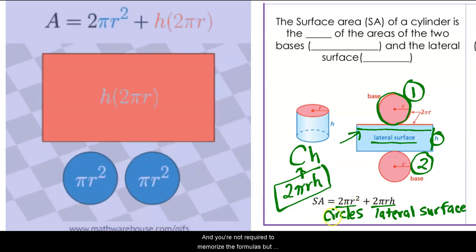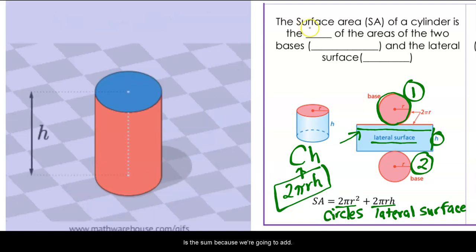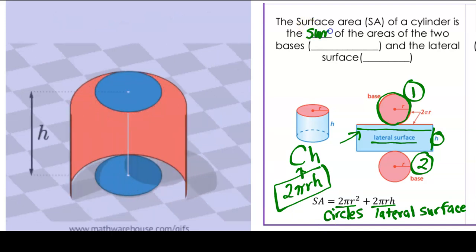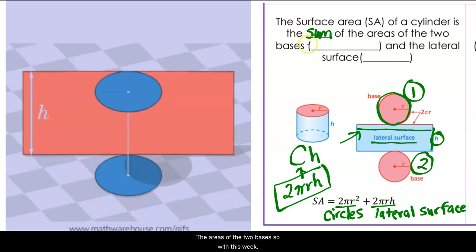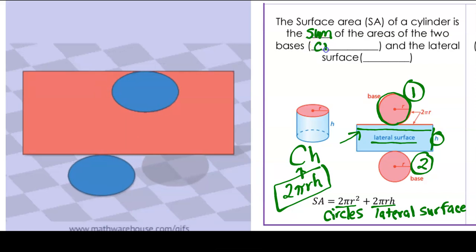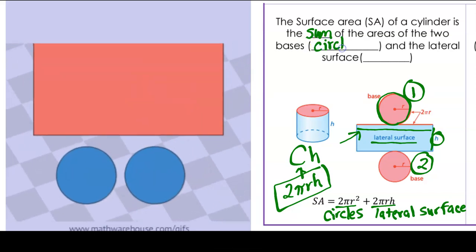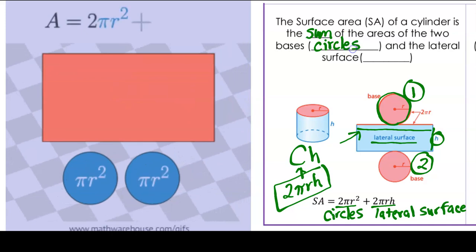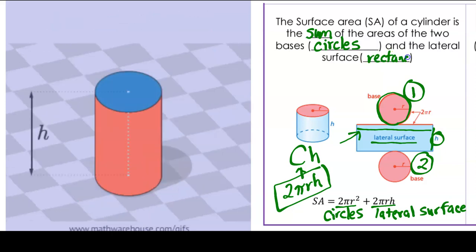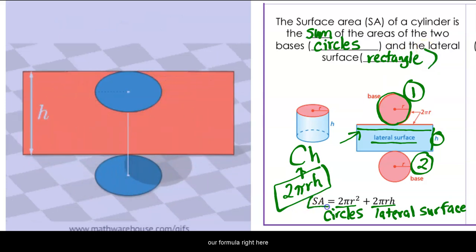And you're not required to memorize the formulas, but it's good to know where they come from. So the surface area of a cylinder is the sum, because we're going to add, of the areas of the two bases. So with this we have the area of the circle again, but we have two of them. And the lateral surface, and that's a rectangle. And again, that's how we have our formula right here.